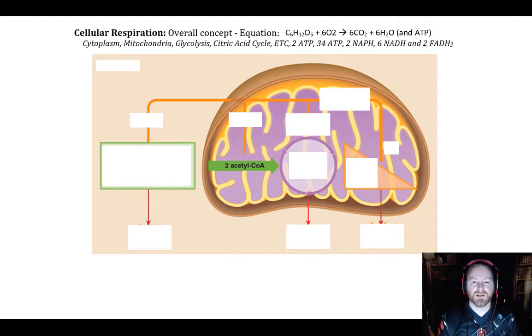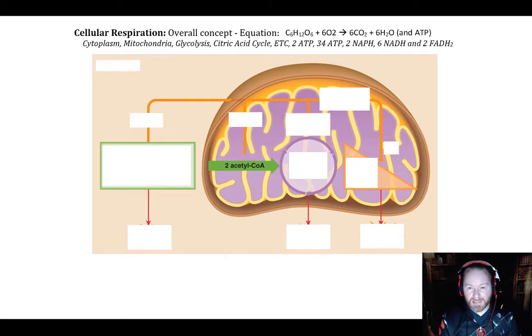And at the end of it, there are three things that we're going to get. One of them is going to be energy, ATP. The other is going to be what we exhale in the form of a gas, and that's going to be CO2. The other thing is water. Water is a byproduct that is made. When we take a look at this, we're going to see why that is.